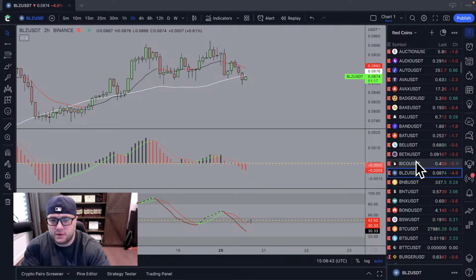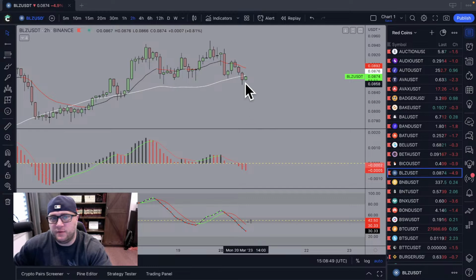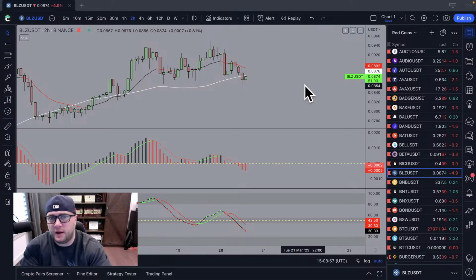Blitz. That's a iffy one. I'll probably pass on that one. If Blitz gets up here and touches that red line, absolutely go short. That's what I would do. Wait for it on there, but right now I would just kind of hold off on that one. We have a position already in a coin on beta, but we'll see.